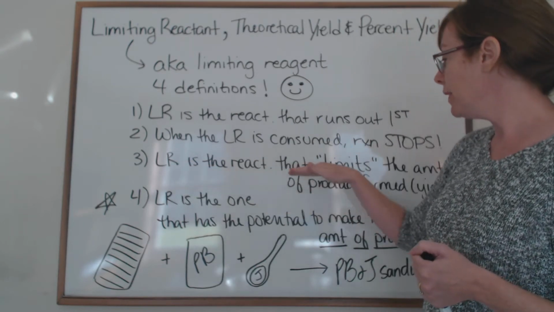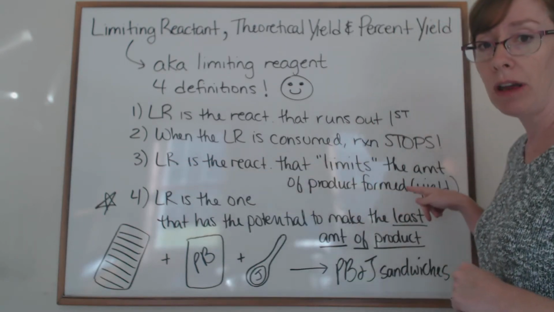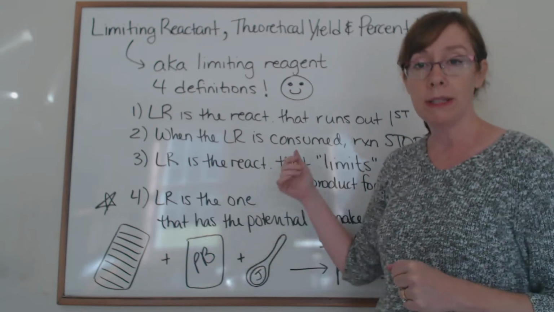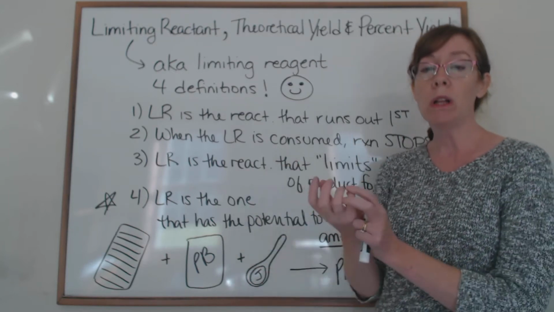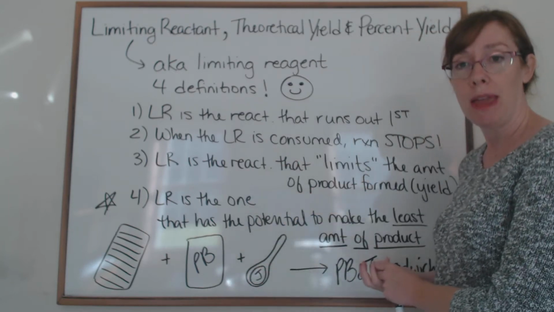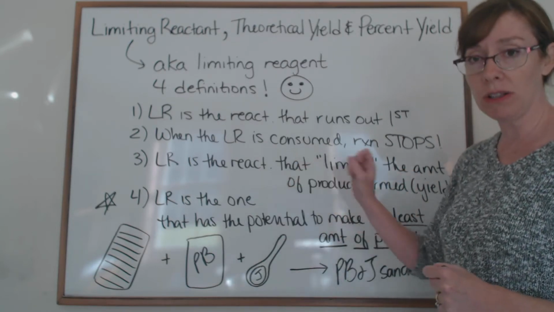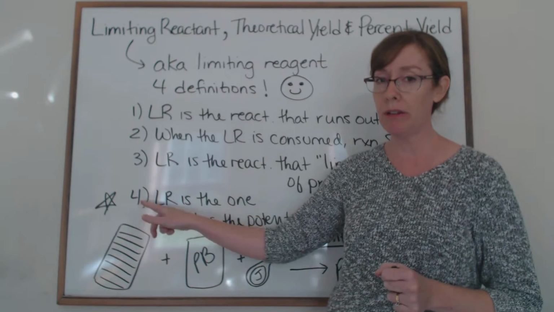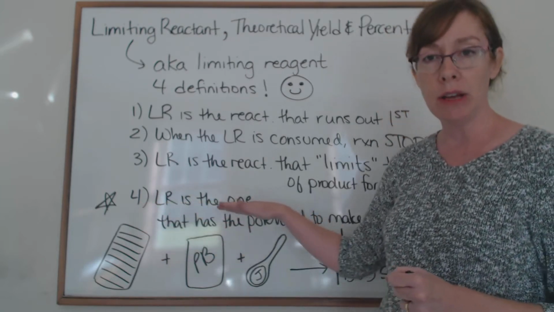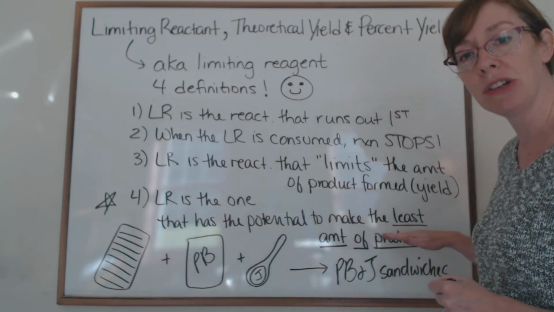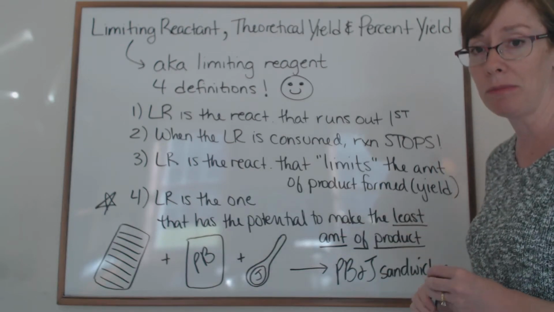So consider this kind of like a chemical reaction, even though it's not. The limiting reactant is the reactant that limits the amount of product formed. So once again, the jelly will limit how many sandwiches you can make, right? And so that definition also works. Now here's the one I want you to really grasp here. The limiting reactant is also the one that has the potential itself to make the least amount of product.